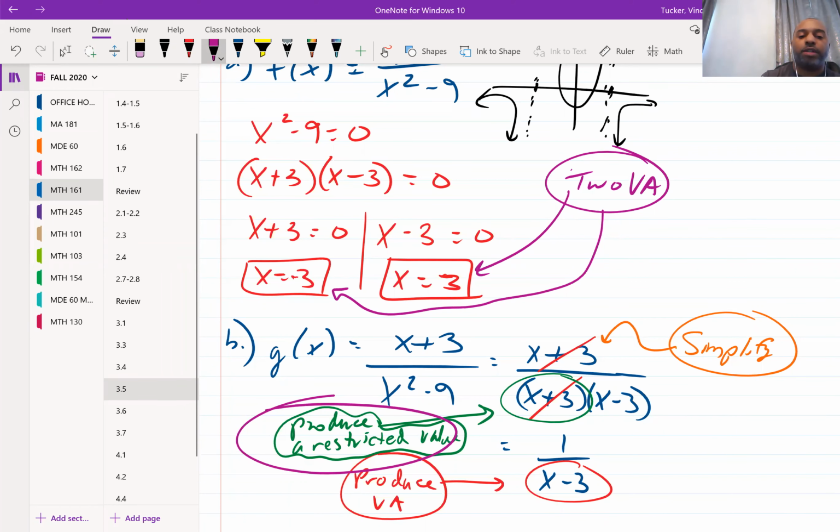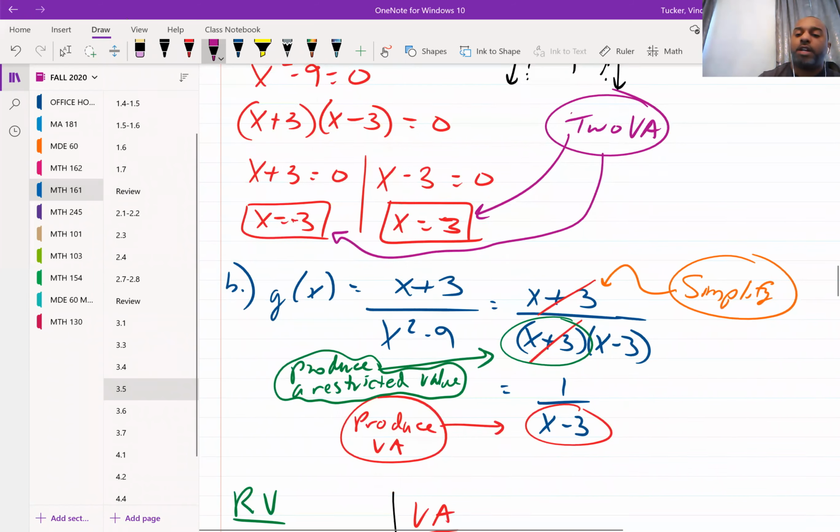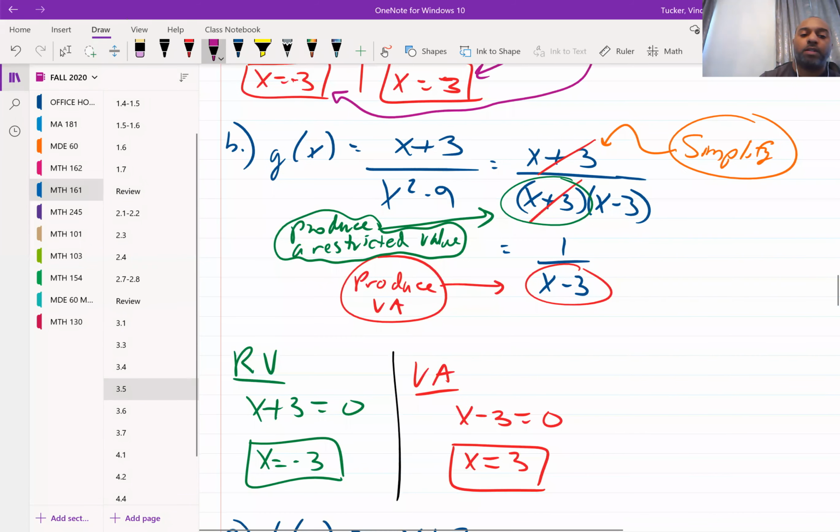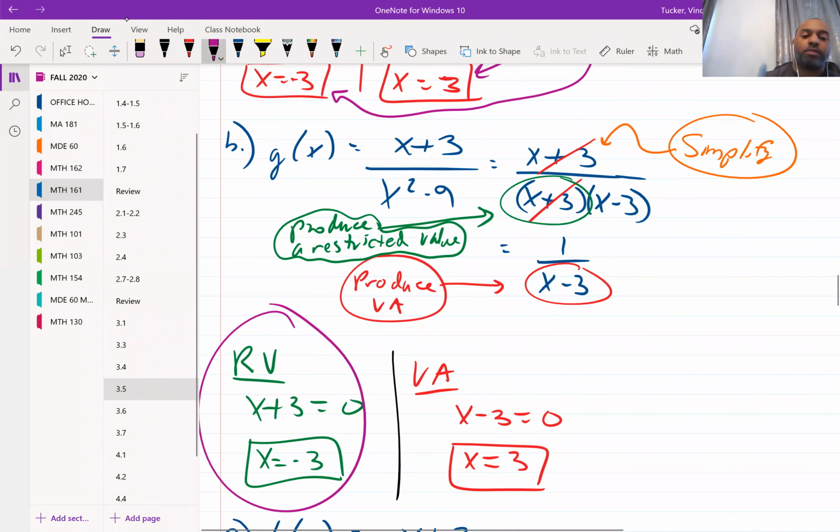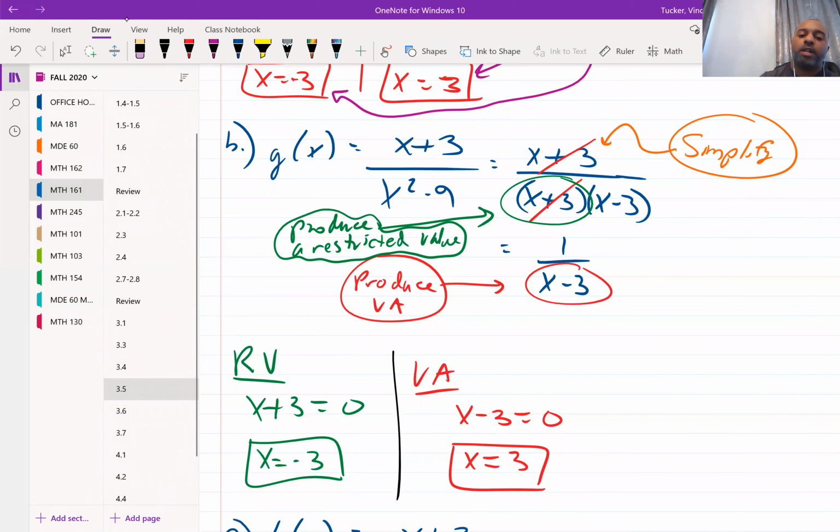That's what I have right here in green. In other words, when we've had graphs in the past, it would be a line with maybe an open circle. So this would produce an open circle at that spot. So what's left is going to give you a vertical asymptote. The one that canceled out gives you a restricted value. And so that's what we have here, restricted value at x equal to -3 when you solve it for x, and x equal to 3 gives you a vertical asymptote.